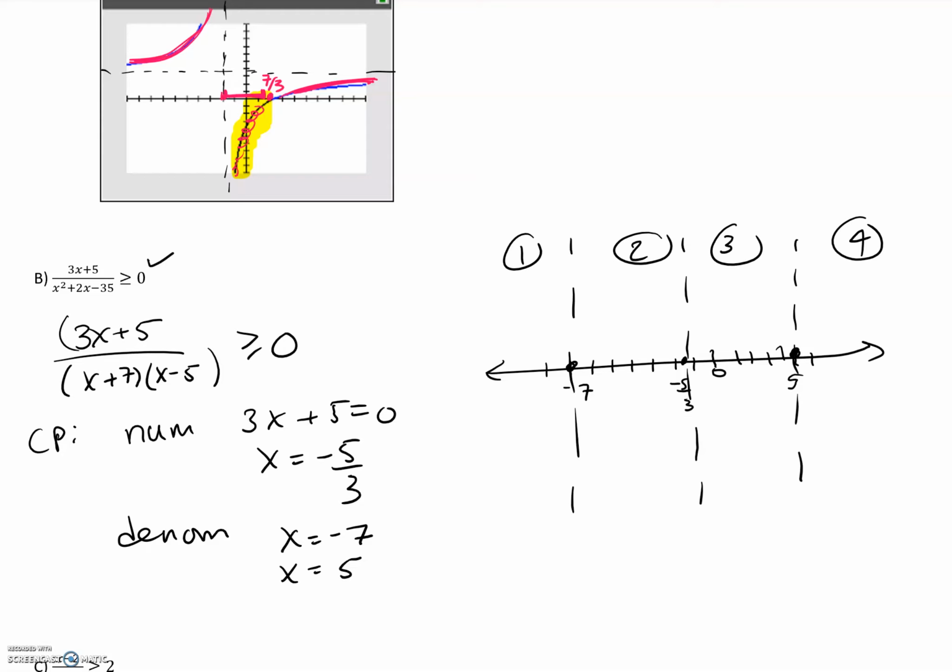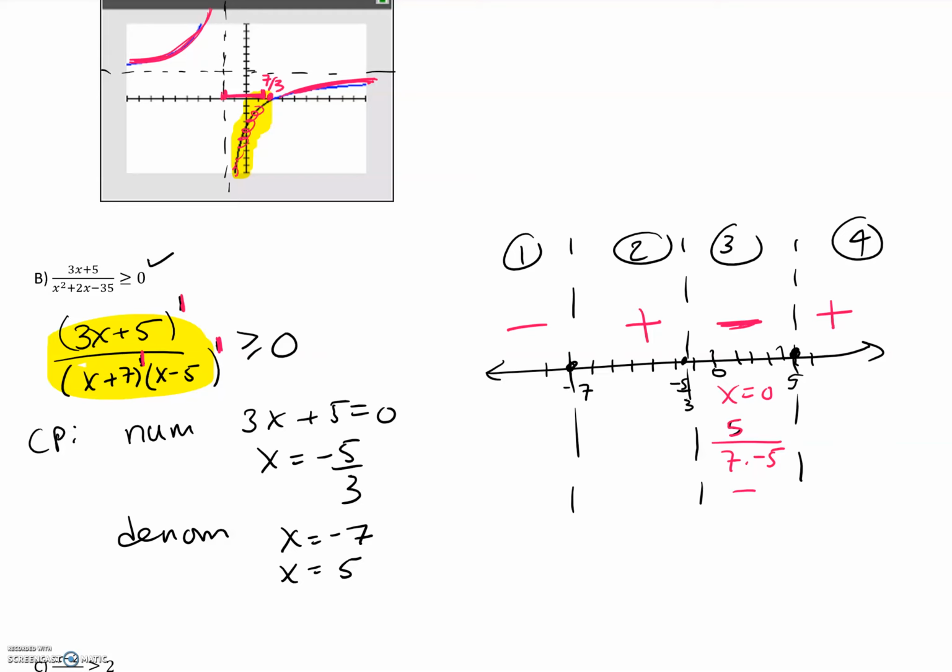So I'm going to make my 4 regions. And since all the multiplicities are 1, odd, I'm expecting the signs to alternate. So let's use x equals 0, the easy one. When I put it in my factored version, I'm going to end up with a 5 on top and 7 times negative 5, and that's positive over negative, which is negative. So I'm guessing it's going to alternate and become positive on this side, positive on this side, and negative on that side. And again, alternating because all the multiplicities are odd. If they were even, then they wouldn't alternate and you would have the same sign on both sides of the one with the even multiplicity.